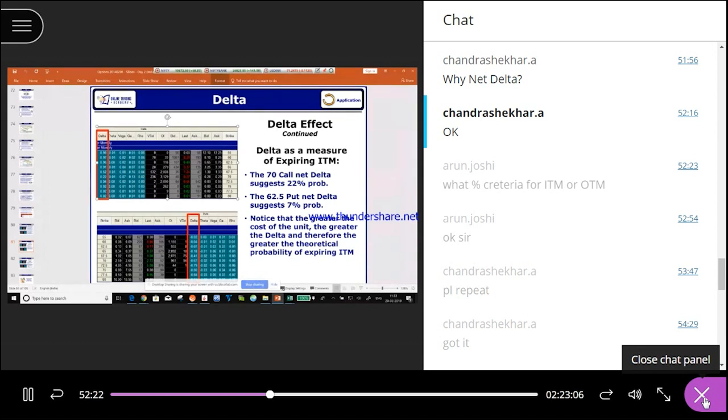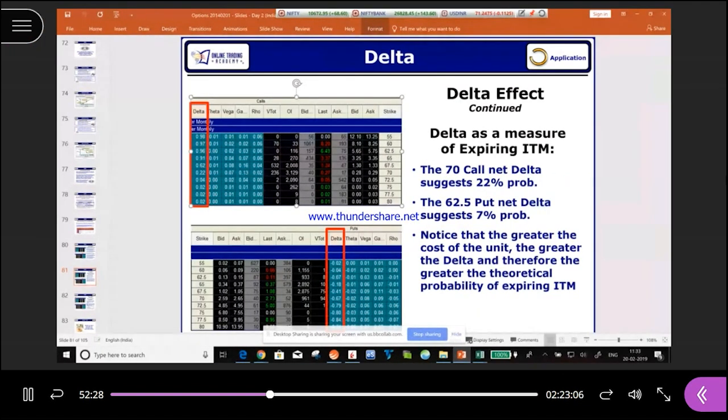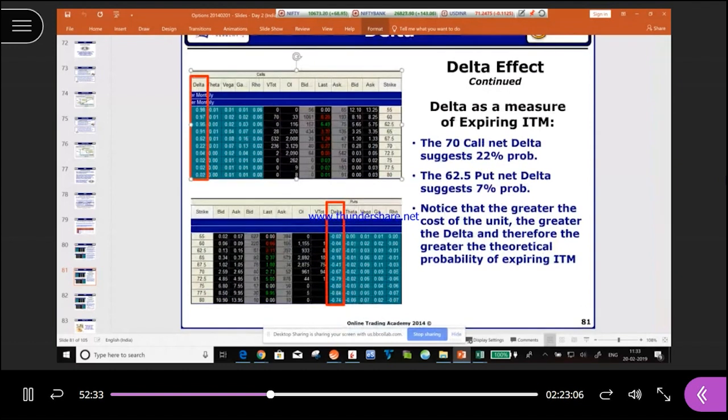Okay. Now notice the greater the cost of unit, the greater the delta, and therefore the greater the theoretical probability of expiring in the money. At the money has 0.5 delta. That means 50% chance it can become in the money, 50% chance it can become out of the money. If you have a delta of 0.9, that means 90% chance that strike will remain in the money. That is the simplest definition of delta with respect to this.